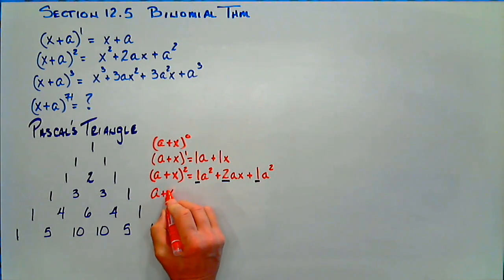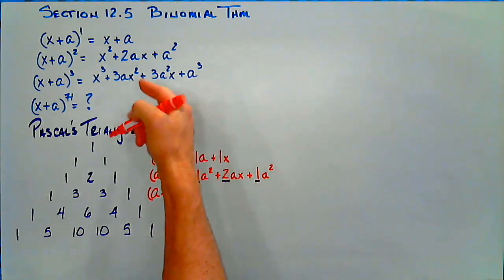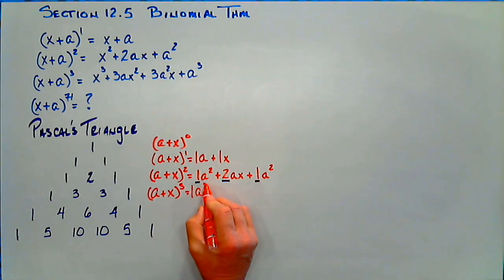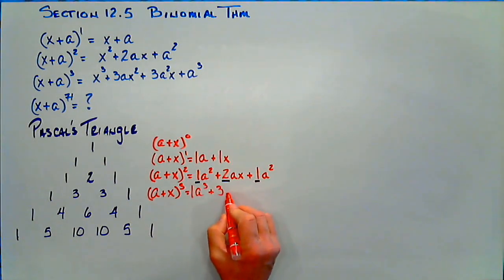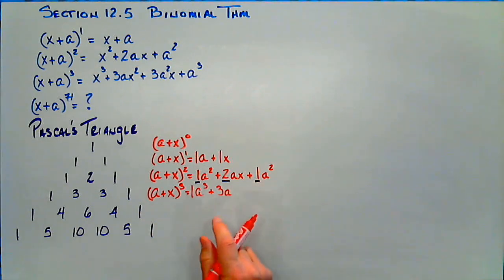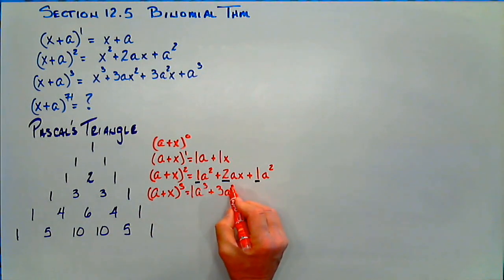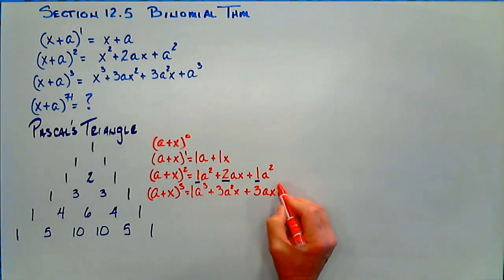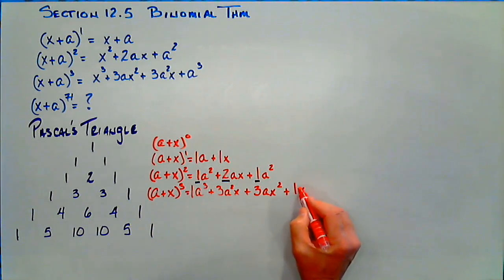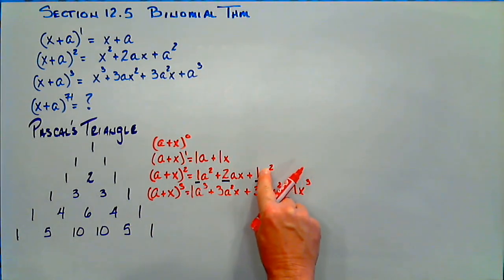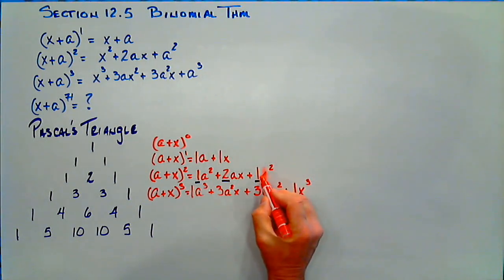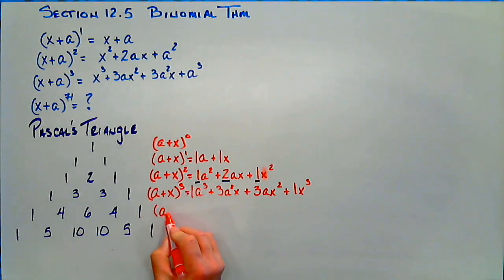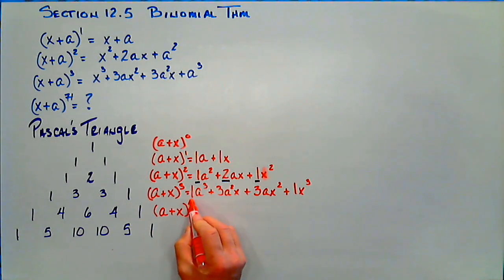This is going to be (a + x)^3. And we wrote it up here, but we know what this looks like, right? This is 1a^3 + 3a^2x + 3ax^2 + 1x^3, right? And I don't know why I made that an a. That's supposed to be an x, isn't it? And this right here, of course, then must be (a + x)^4.